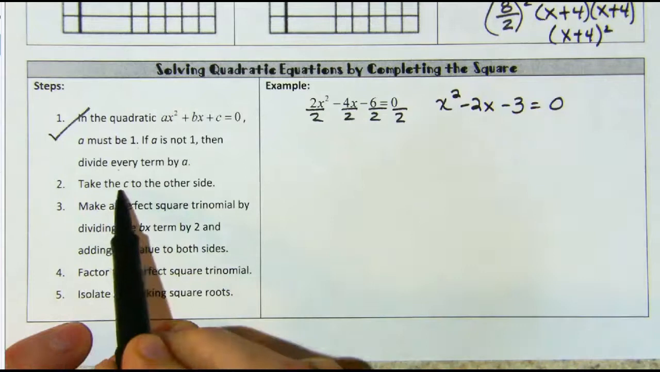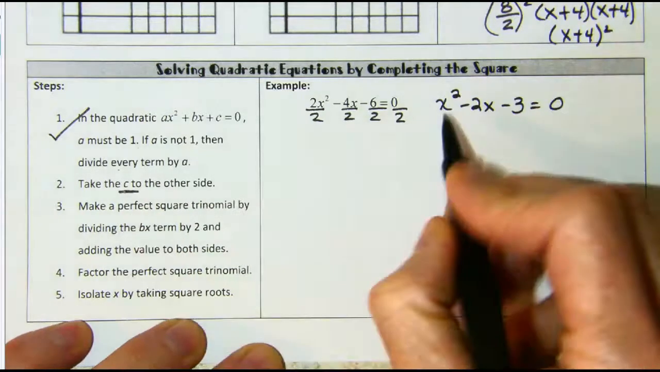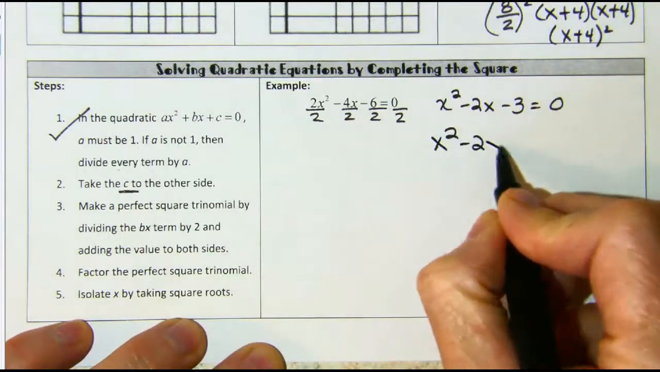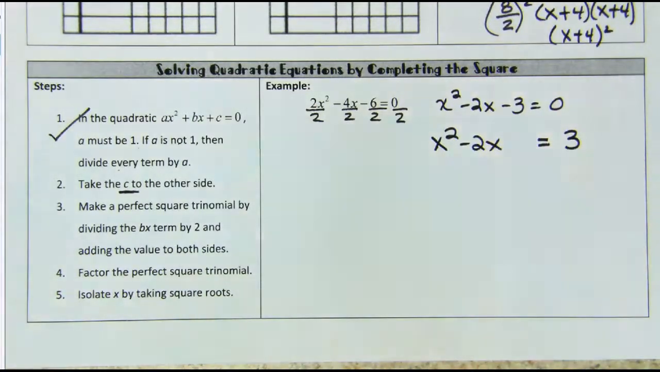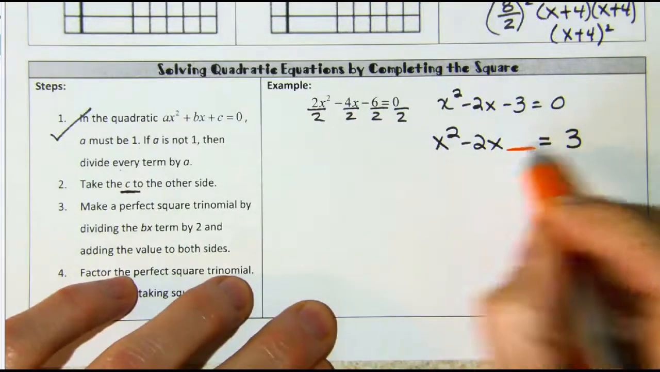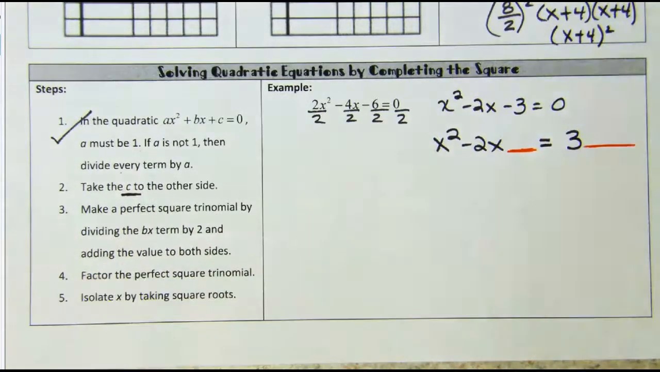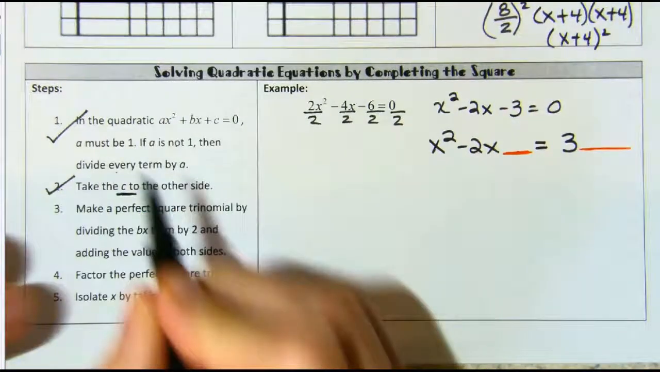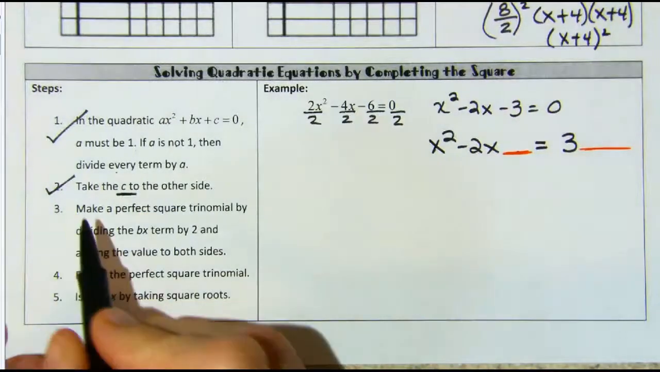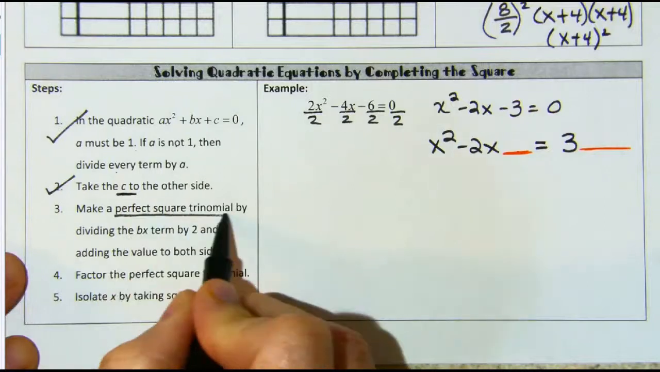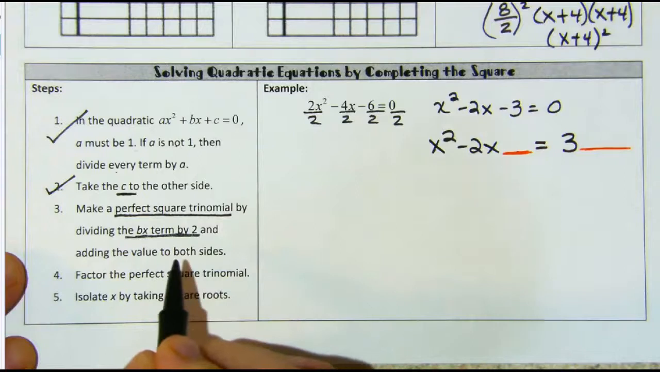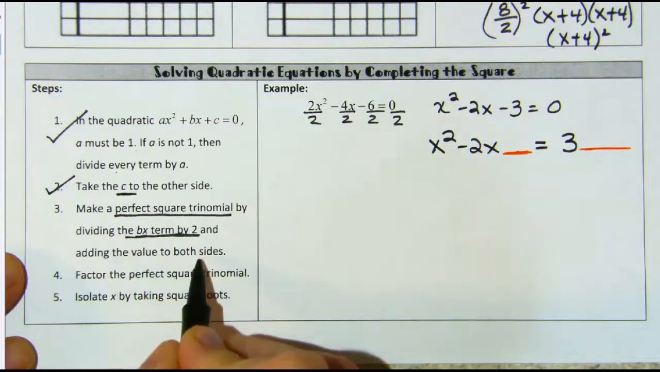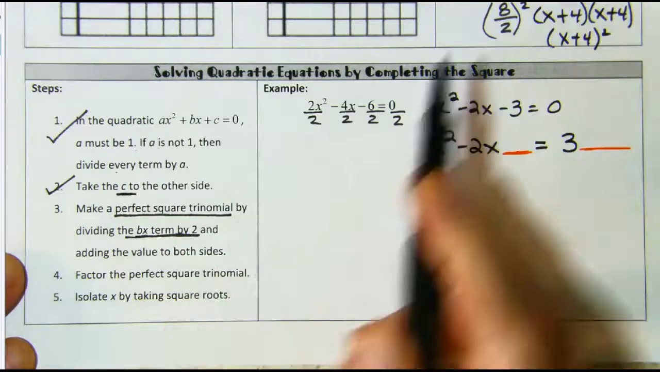Step 2, take c to the other side. So x squared minus 2x equals positive 3. Now notice when I do that, I am leaving a space here and here. So step 2 is complete. Now here it comes, step 3. Make a perfect square trinomial by taking the b term, dividing it by 2, and adding the value to both sides. So we're going to take that b term and we're going to do what we did up here.